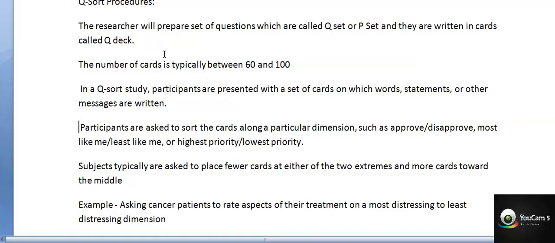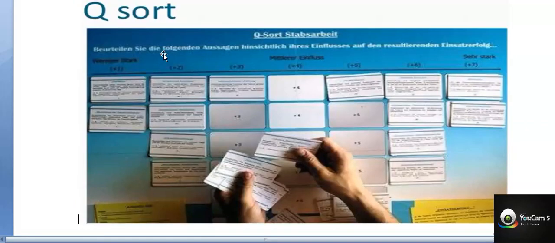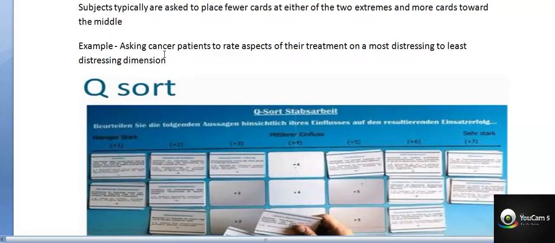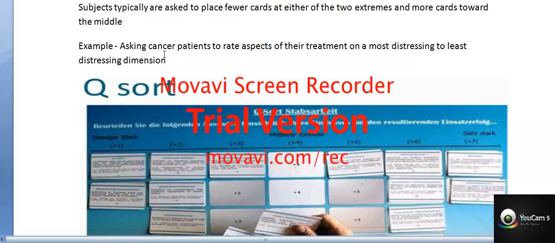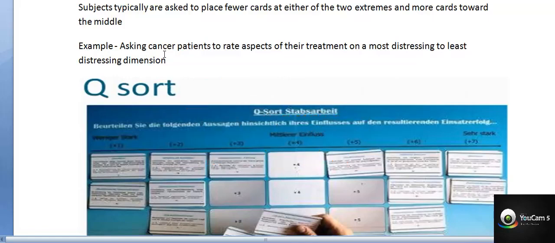So this is an example I gave, like asking cancer patients to rate aspects of the treatment, most distressing and least distressing. You all know that cancer patients undergo a lot of treatments from the start, like even scanning, diagnostic, consultation, everything is a distress for them. It's a struggle for them. And chemotherapy, radiation therapy, and a lot of other therapies are there.